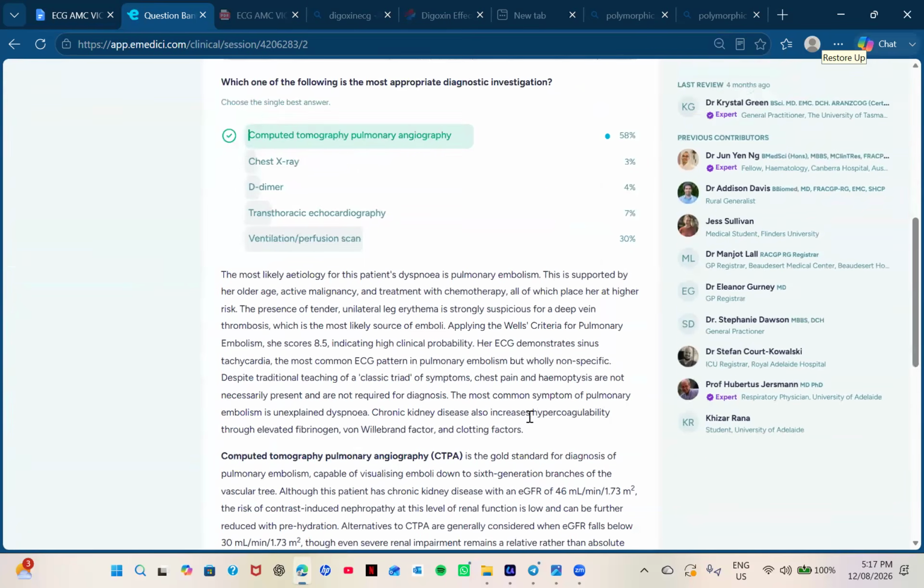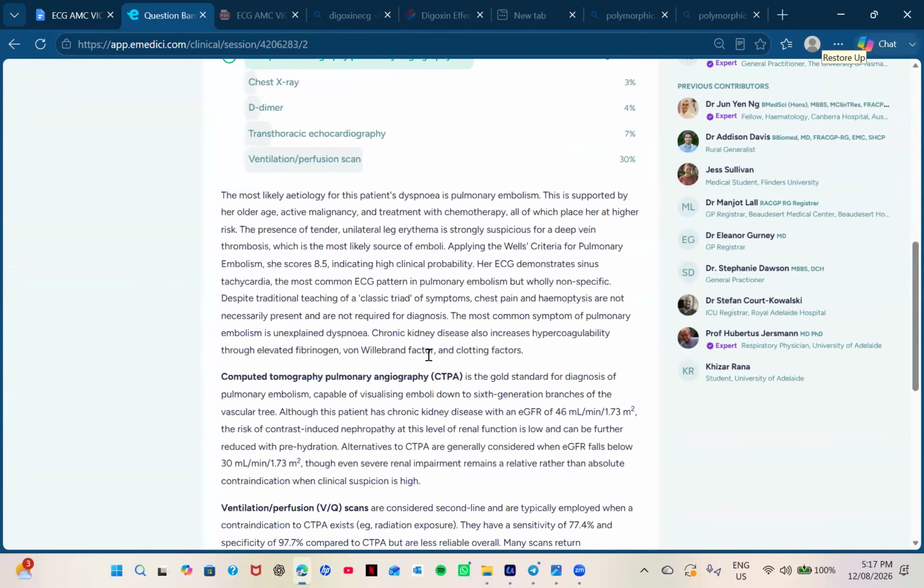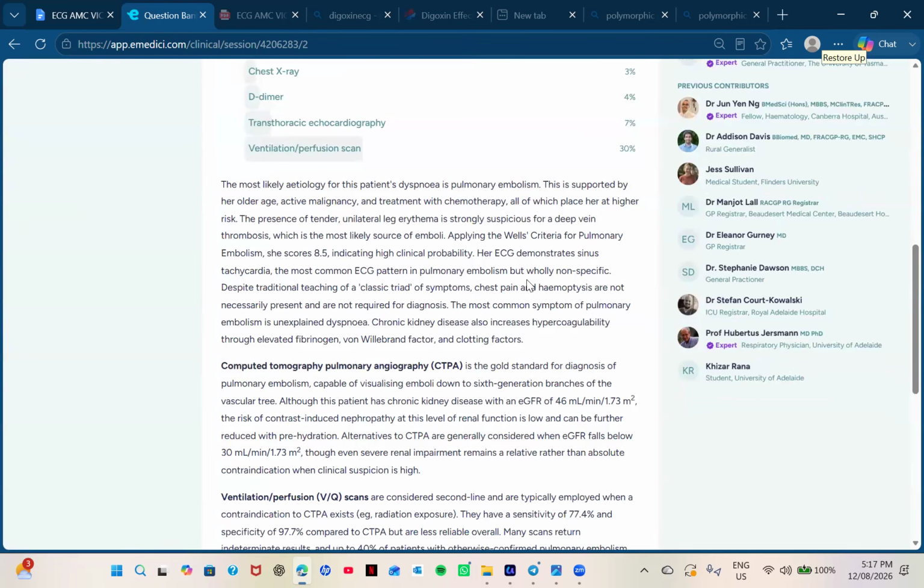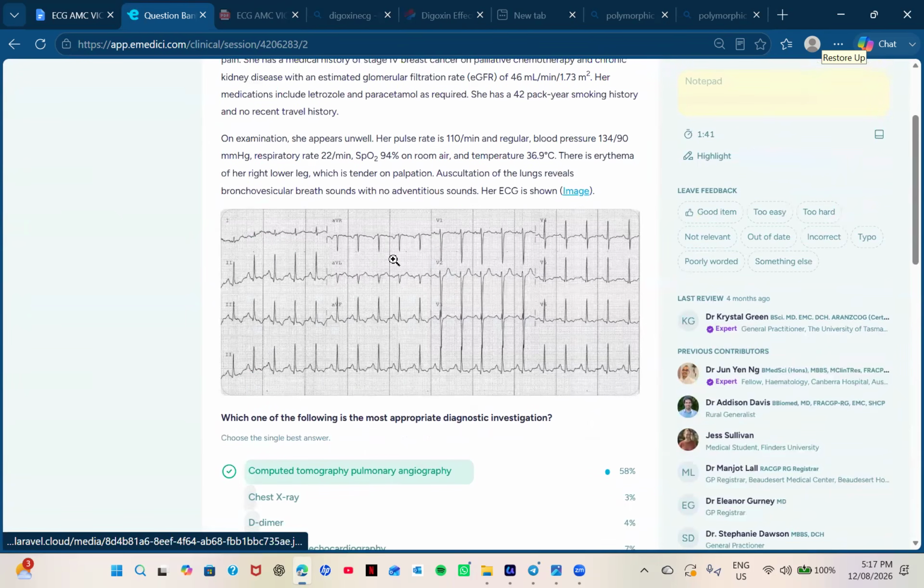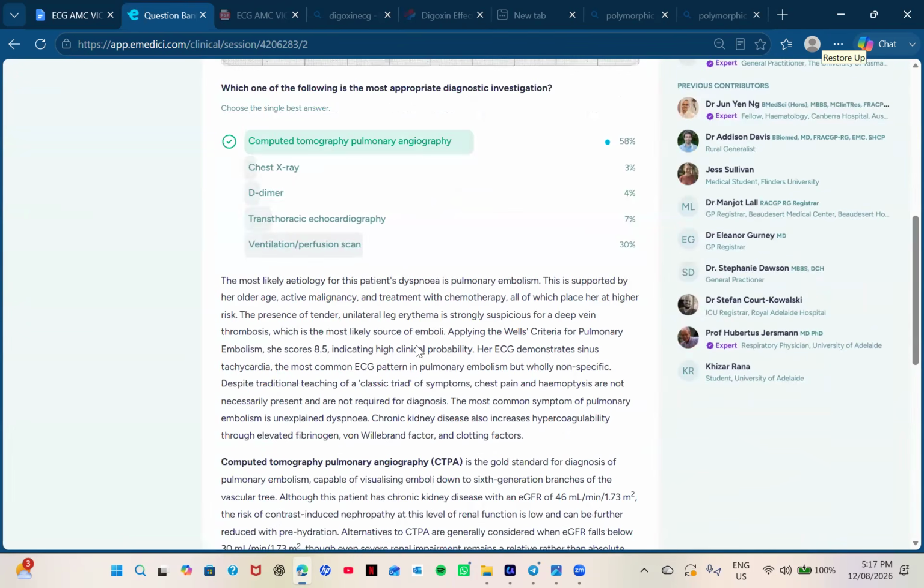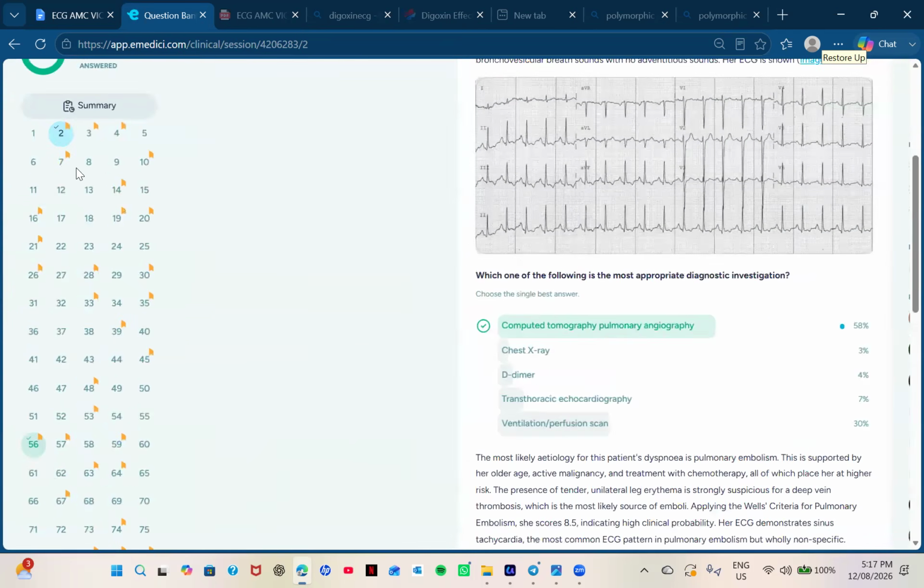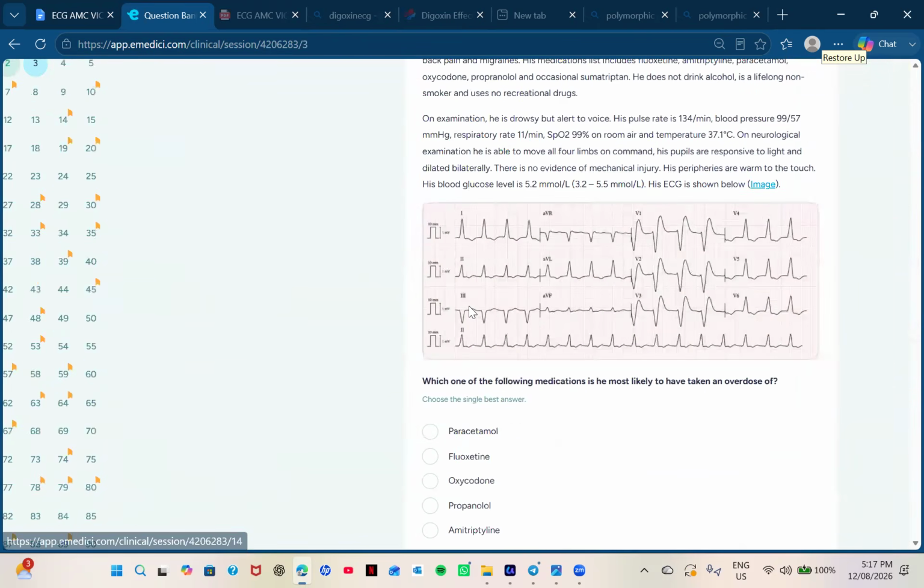Pulmonary embolism. And here the ECG demonstrates the sinus tachycardia, the most common ECG pattern in the pulmonary embolism. Wholly non-specific. Okay, here's a sinus tachycardia, but it is non-specific, right? Non-specific. But here the presentation they have given with the pulmonary embolism will mainly be the ECG things only.